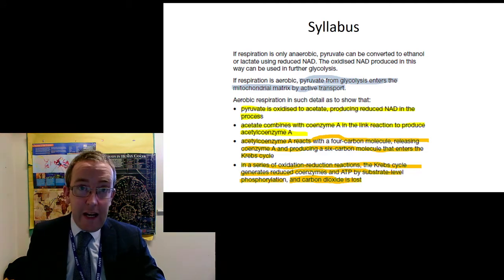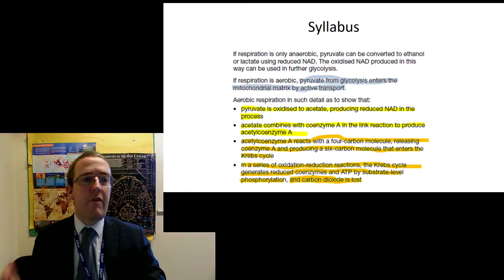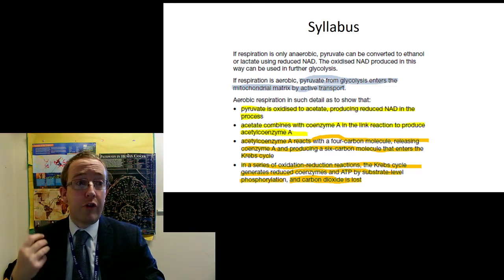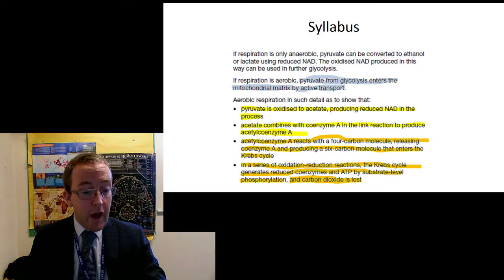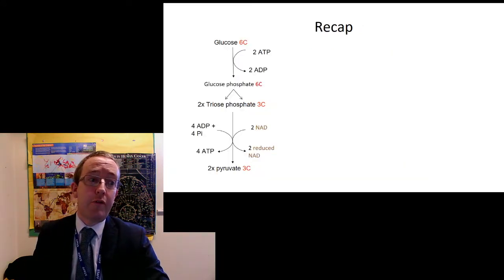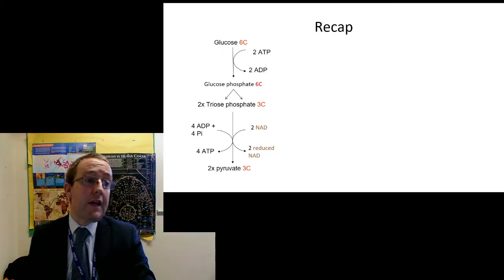So we're now going inside the mitochondria, and we're going to look at what happens from pyruvate right the way around this really important central cycle of metabolism called the Krebs cycle. So moving on very swiftly to a quick recap. You should have already watched the first video in this series and know that this is called glycolysis.